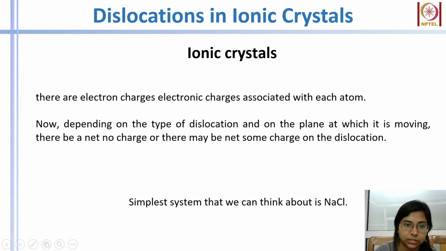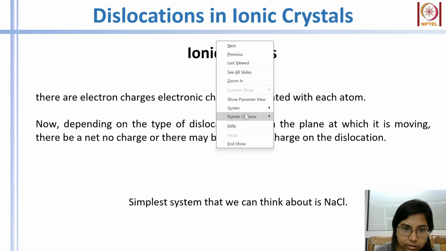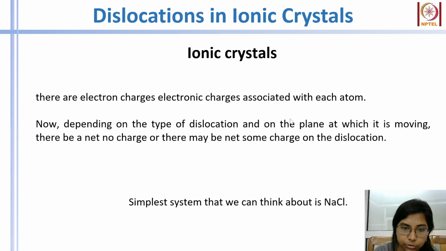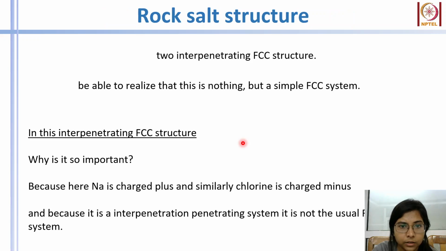So the important thing is that depending on the type of dislocation and on the plane at which it is moving, there might be no net charge, or there may be some net charge on the dislocation. NaCl I talked about. Now we will talk about the rock salt structure.